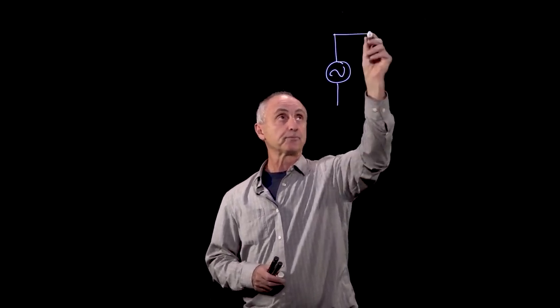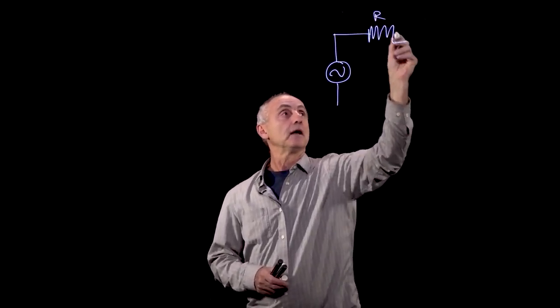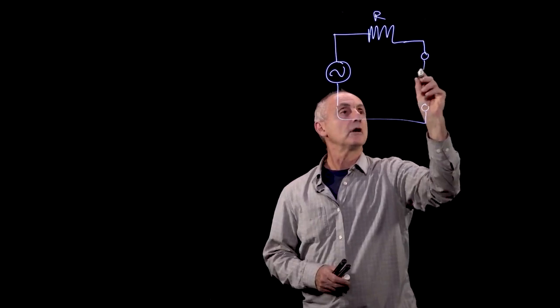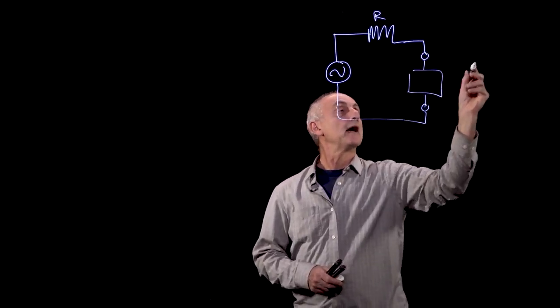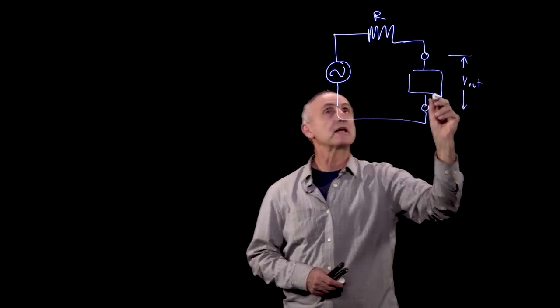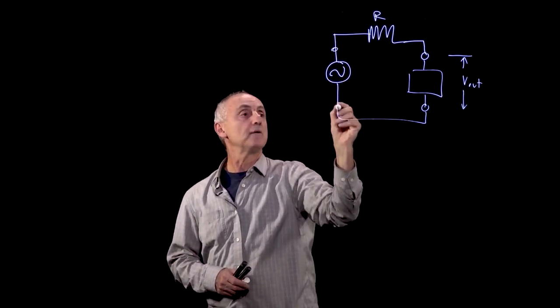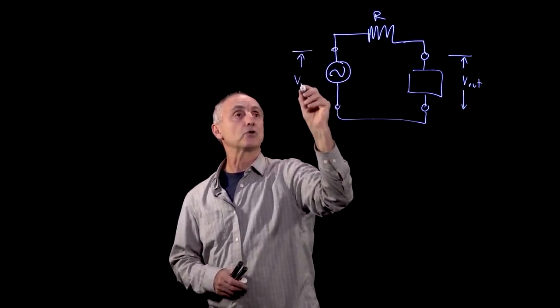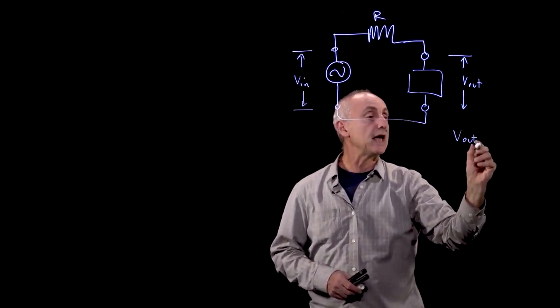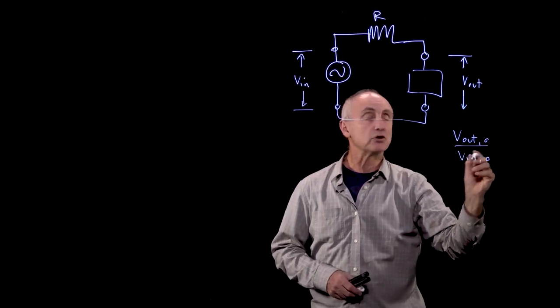Let's look at one of the applications of AC circuits. Let's consider a special case that we've looked at already before, where we have a voltage source and a resistor. And now let's consider here a circuit element. What we want to look at is the output voltage across this element compared to the input voltage of our voltage source.